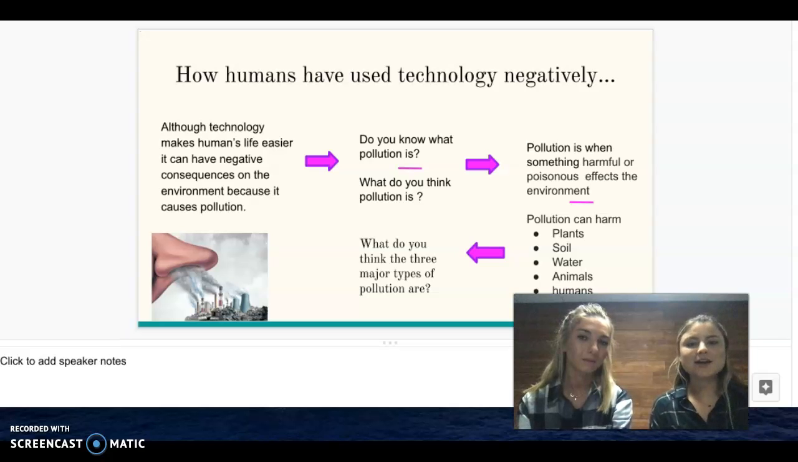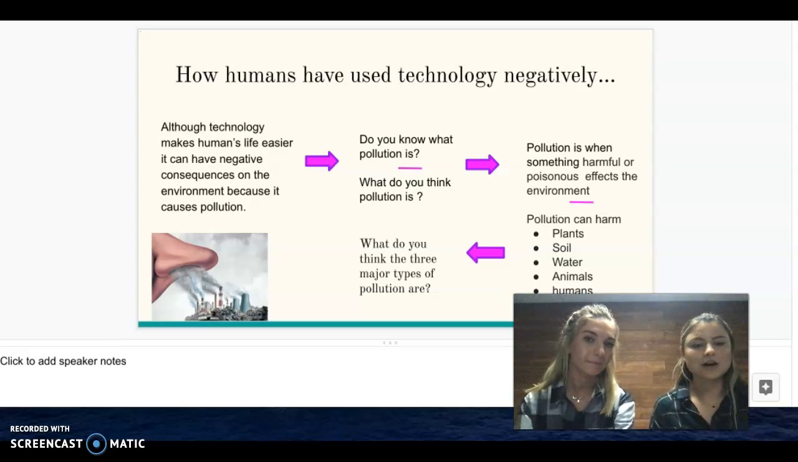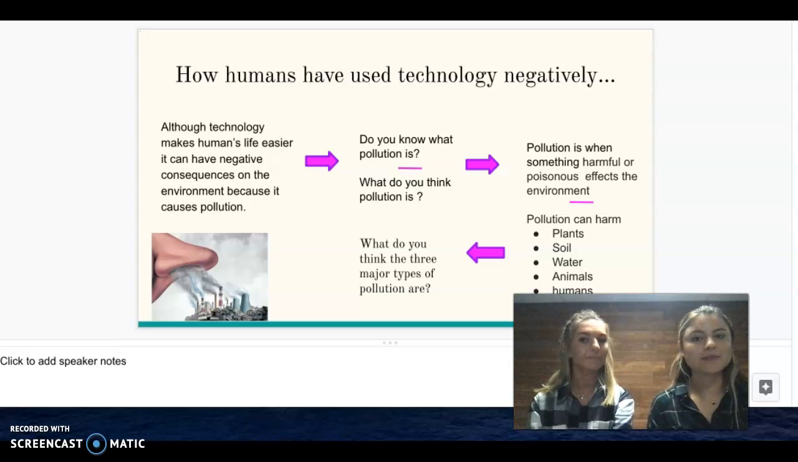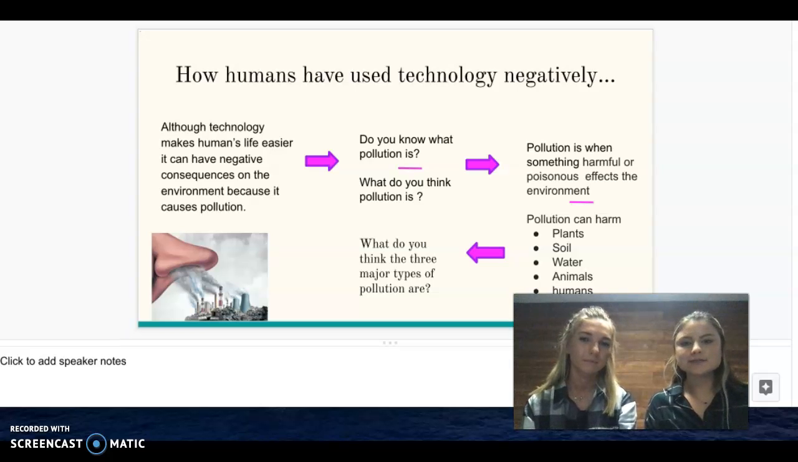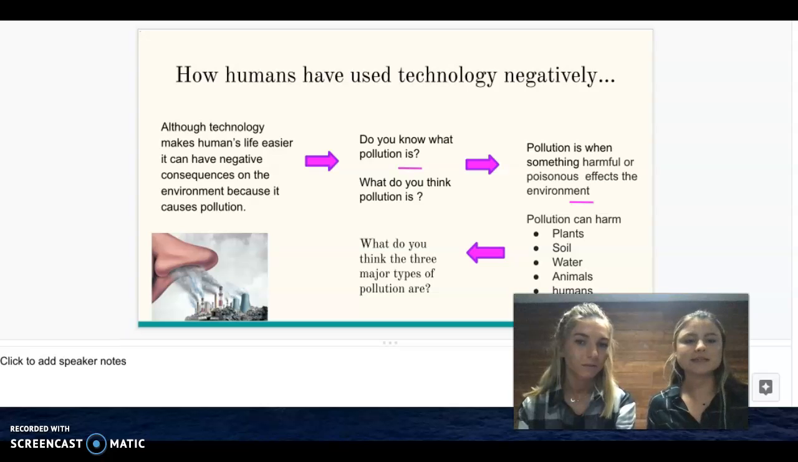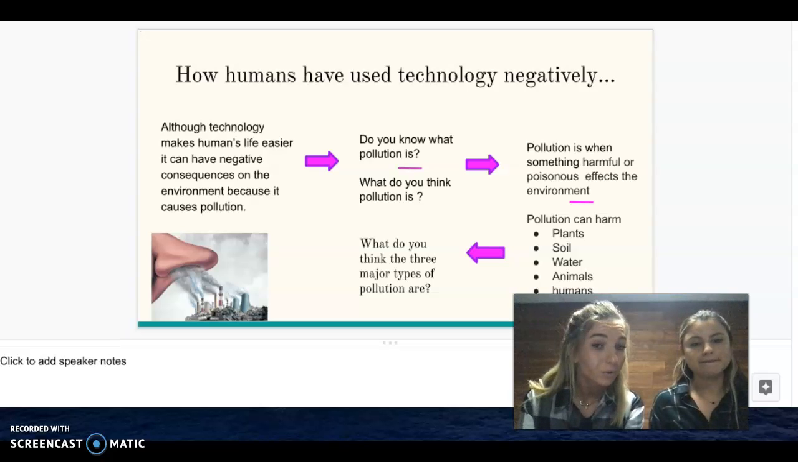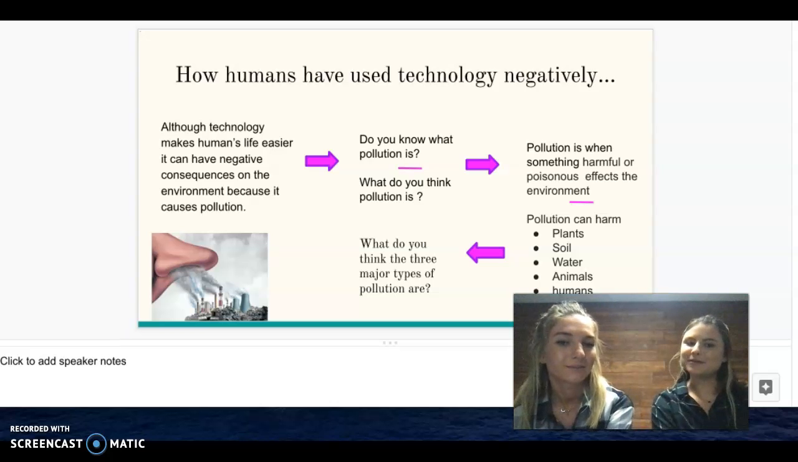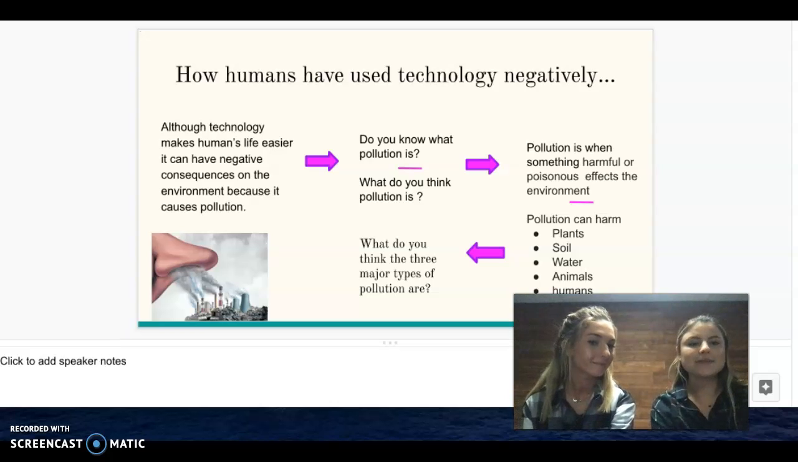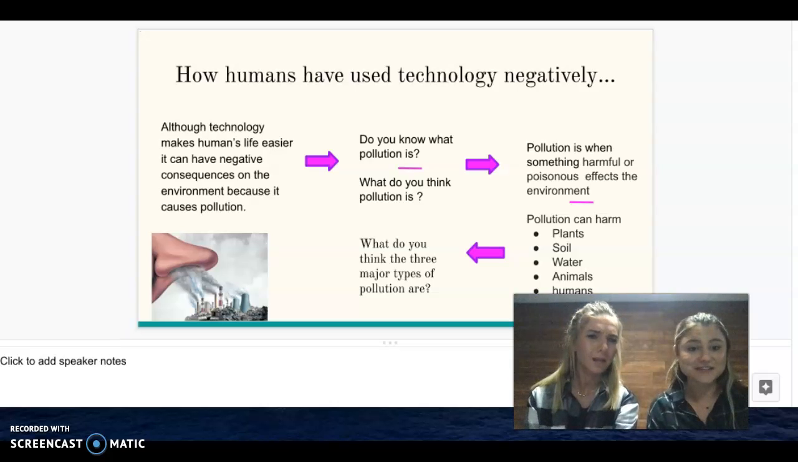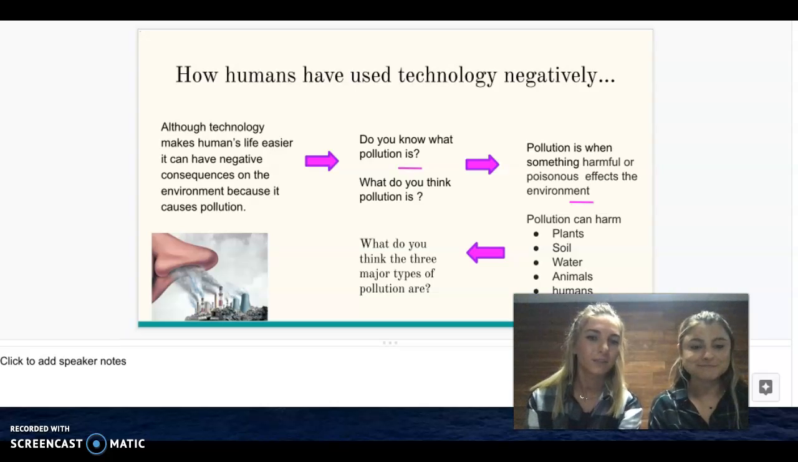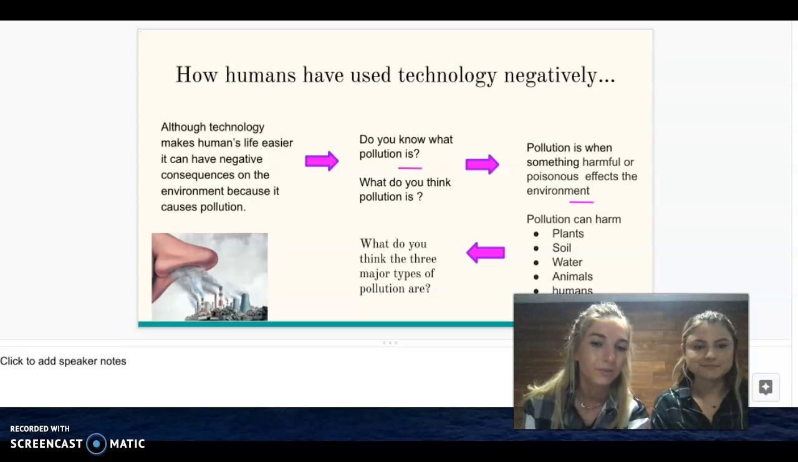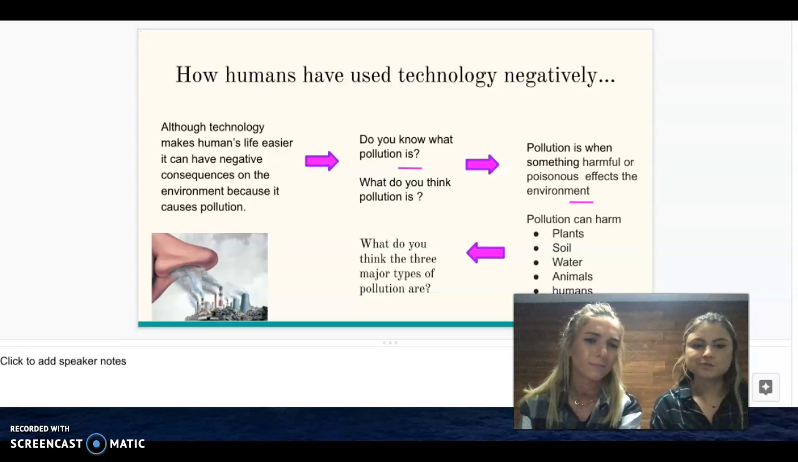Now let's talk about how humans have used technology to cause a negative impact on the environment. Although technology makes humans' lives easier, it also has some negative consequences on our environment because it causes pollution. Do you know what pollution is? What do you think pollution is? Pollution is when something harmful or poisonous affects our environment. What do you think the three major types of pollution are?